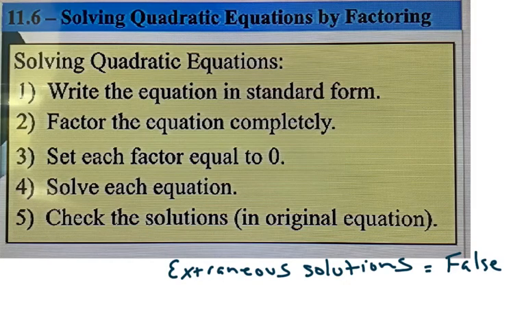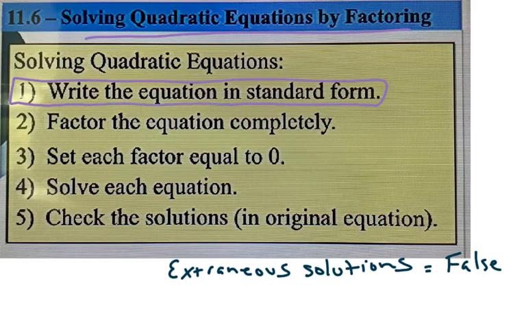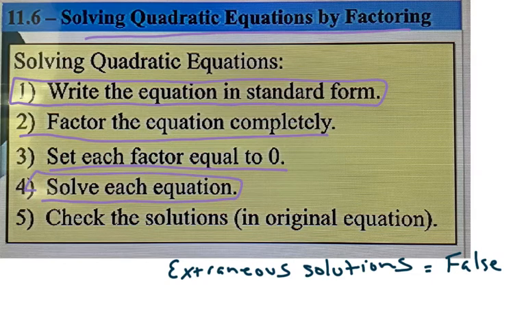Okay, moving on. So the steps when you're using your zero factor property: you're going to make sure that it is in standard form if you are factoring. If you are not factoring and you're solving a radical, then you just get your factors, and I'll show you an example of that. Factor the equation completely, set each factor equal to 0, and solve each equation. Then what we all hate to do, well not me because I like math, you check your solutions because you may have an extraneous solution, which means one of your answers might be false.